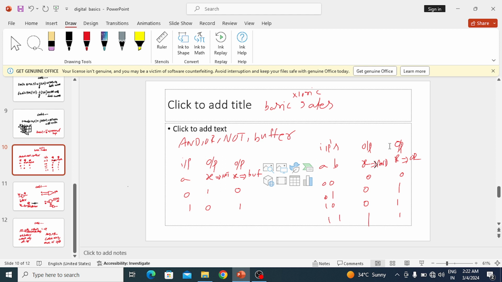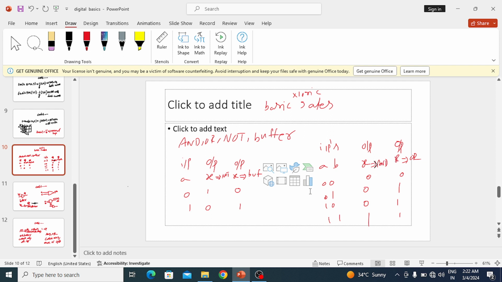Now we'll discuss the truth table of AND and OR gates. Generally, these AND and OR gates contain a minimum of 2 inputs and a maximum of n inputs. I have taken a 2 input truth table. With 2 inputs, 4 input combinations will come: 0 0, 0 1, 1 0, 1 1. This is for the AND gate, this is for the OR gate.